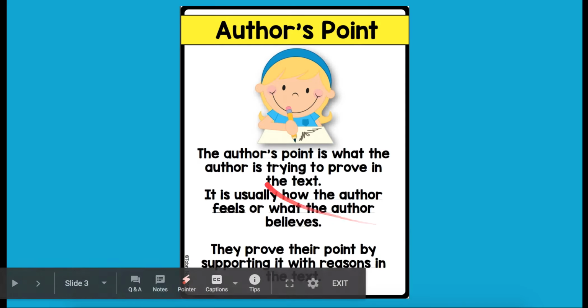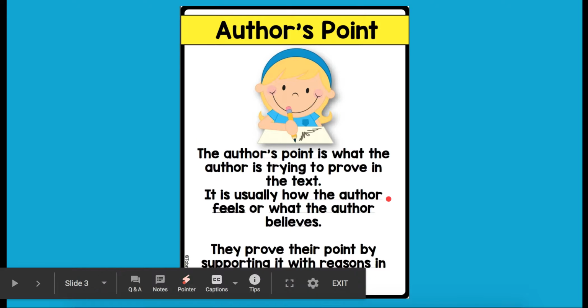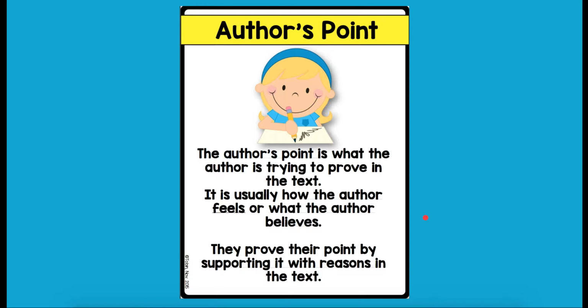So we have our handy dandy anchor chart here, all about author's point. So the author's point is what the author is trying to prove in the text. They're trying to convince you of something or make you believe a certain way. It is usually how the author feels or what the author believes. So a lot of times if it's talking about how they feel about something or what they believe upon something, then that's their opinion. So it's the author's opinion. So you might hear me say, what's the author's point or what's the author's opinion? I'm basically asking the same question.